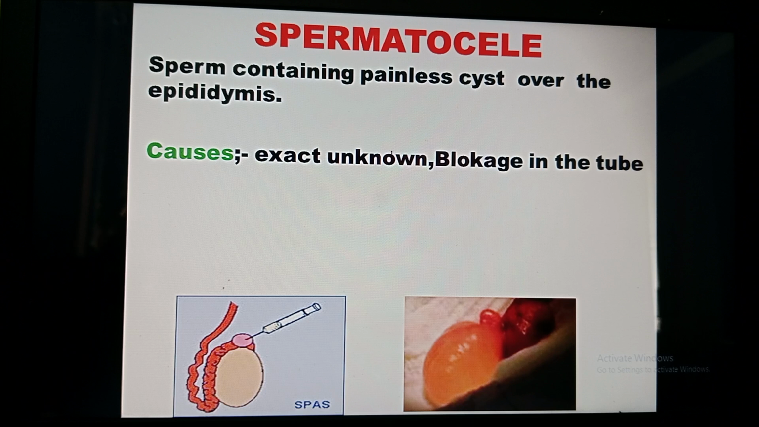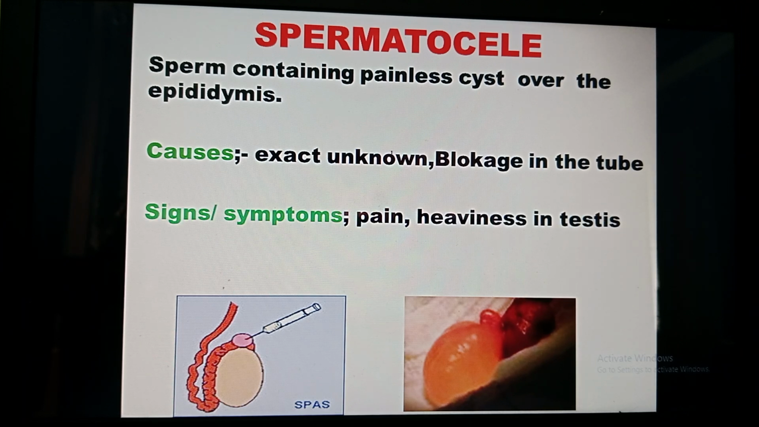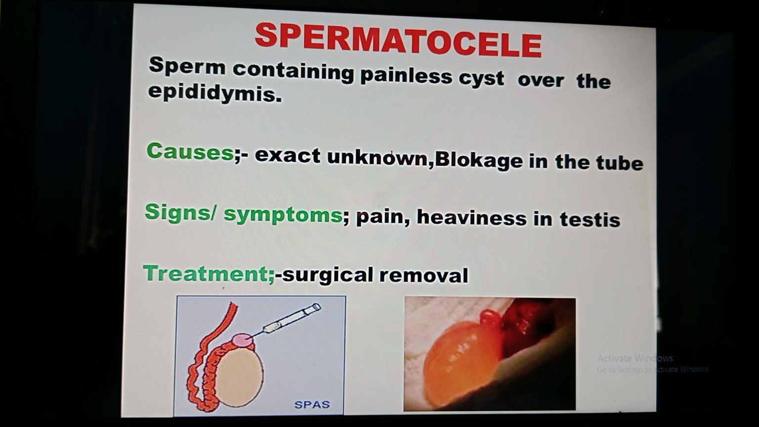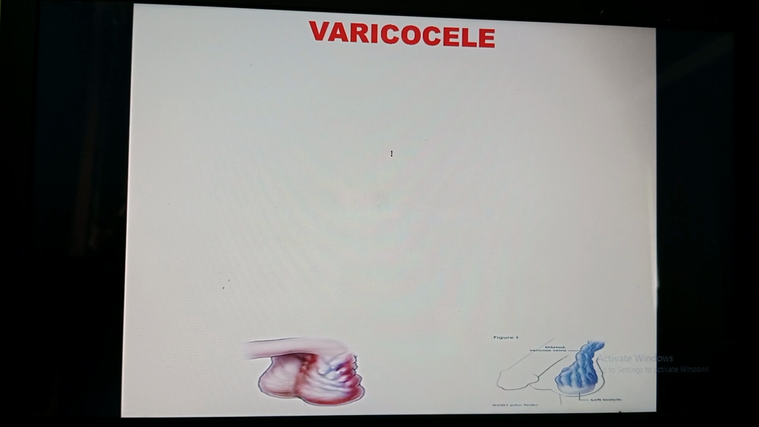What may be the signs and symptoms? If the cyst is small, it is asymptomatic. If the cyst is big in size, there will be pain and heaviness in the testes. If the cyst is very big and causes signs and symptoms, it requires surgical removal of that cyst. Okay. Next, let me see varicocele.